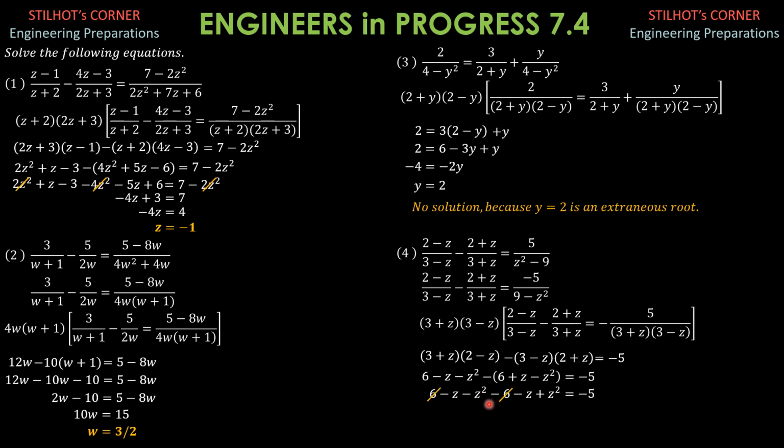So we can cancel z squared terms and 6, negative 6. And therefore we have negative 2z equals negative 5. Divide everything by negative 2, so z is 5 halves. And when z is 5 halves, there's no denominator that is 0 here, so z is 5 halves.